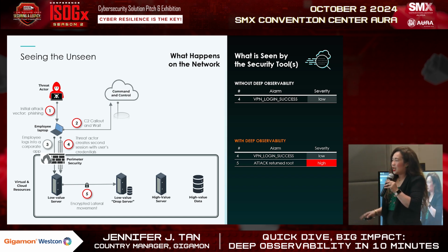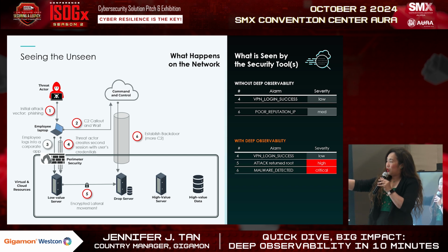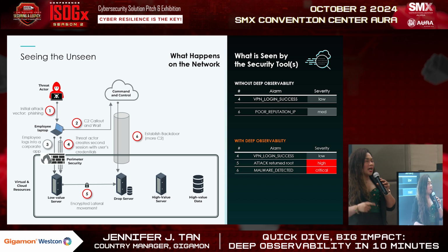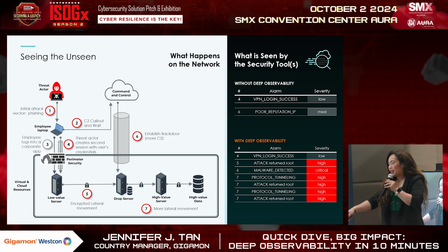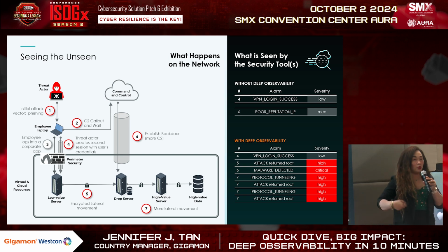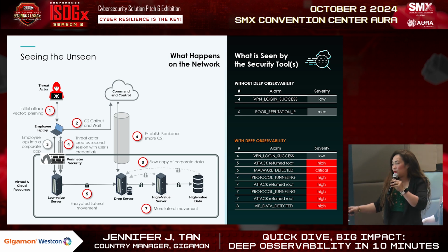Let's go on. Now, the threat actor would establish a backdoor from the command and control server to the drop server. Here, they will perform actions like log deletion, privilege escalation attack, or probably start searching for more resources in the network, right? And when the backdoor is established, it will now target the high-value server and do more lateral movement, more discovery. And once this is done, they will slowly copy the data from the high-value data server to the drop server.